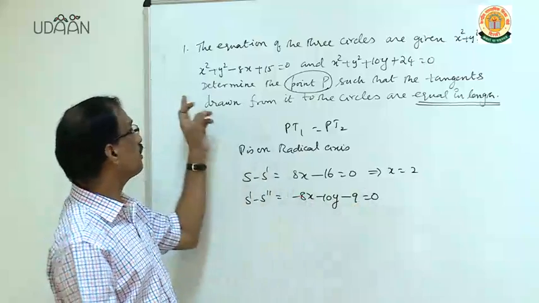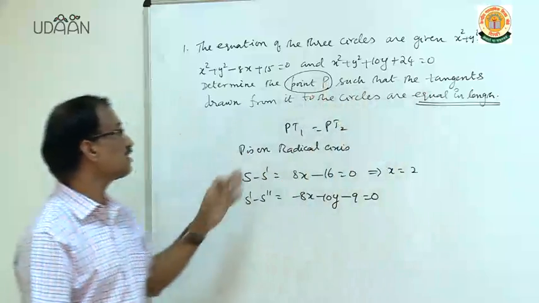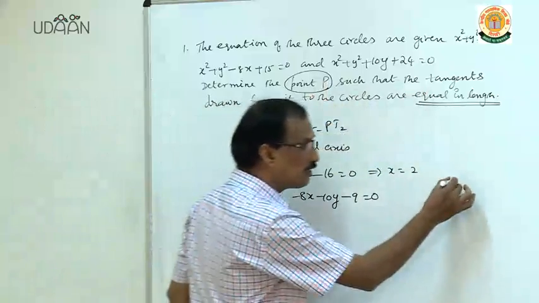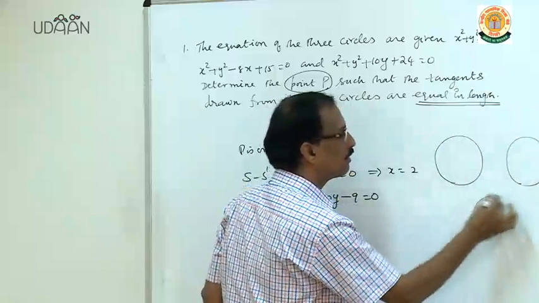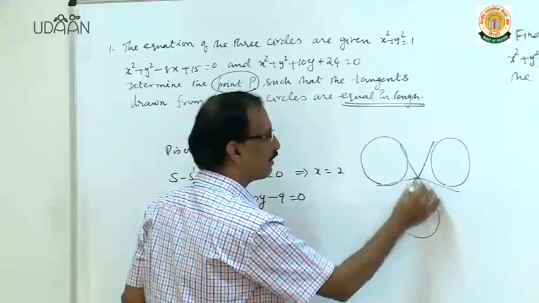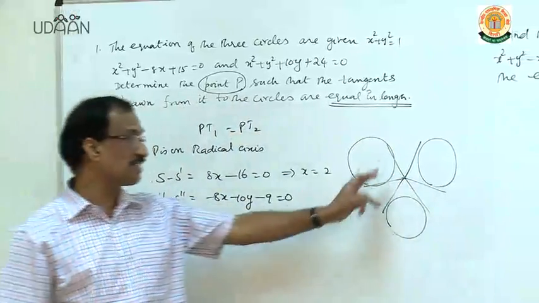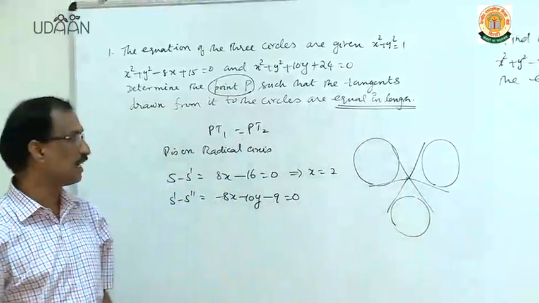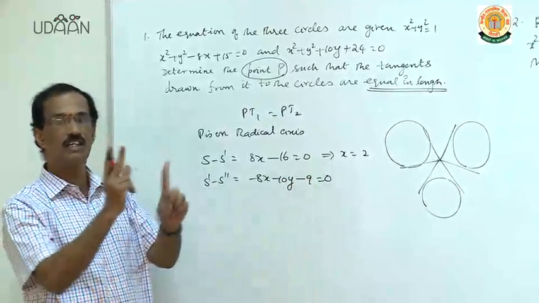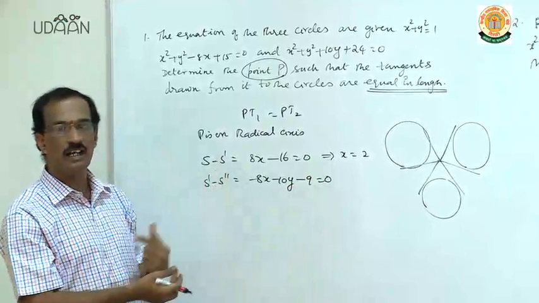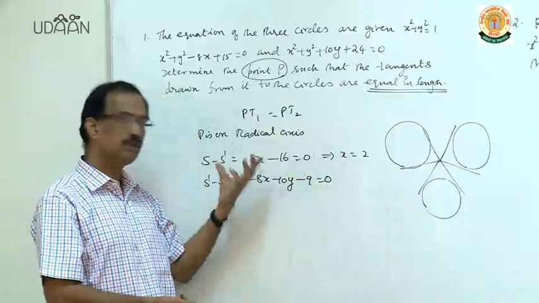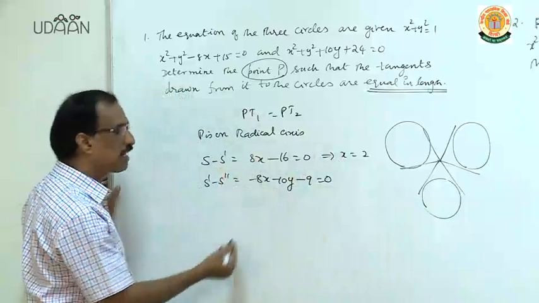Now, what we have to find out? Determine the point P such that the tangents drawn from it to the circles are equal in length. So, three circles you have here, and the point from which the tangents you draw are equal in length, that is the radical center. Now to find the point, we can solve these two equations of the radical axes. Already we got x equal to 2. Substitute this value of 2. So, what will you get?